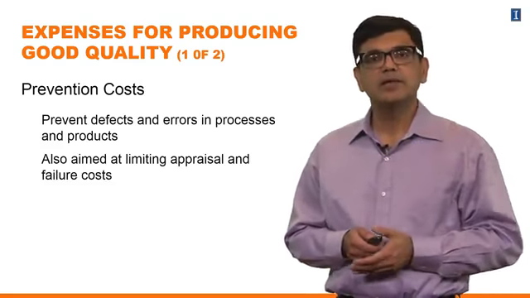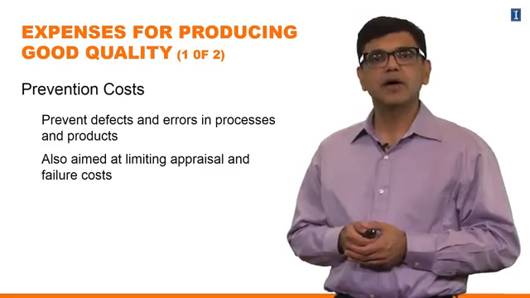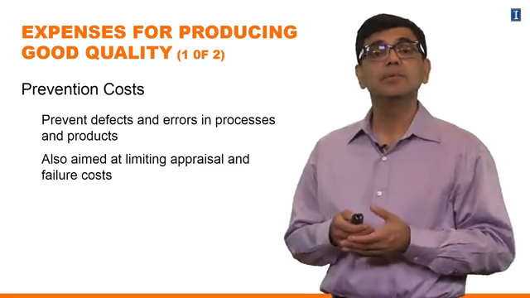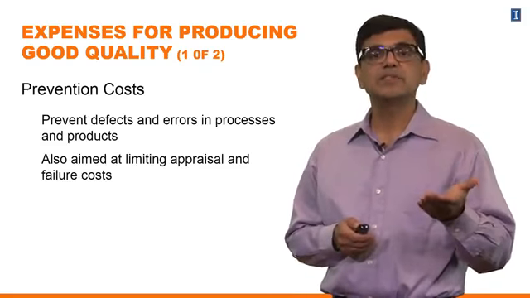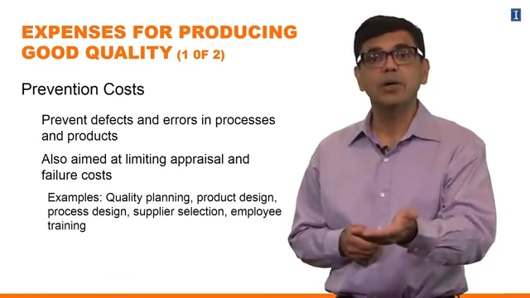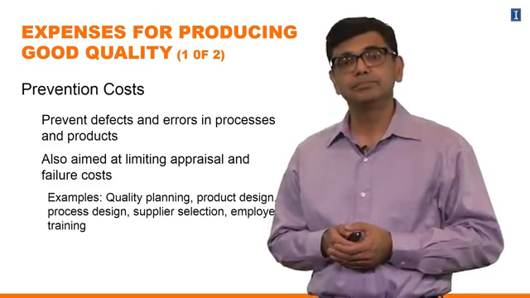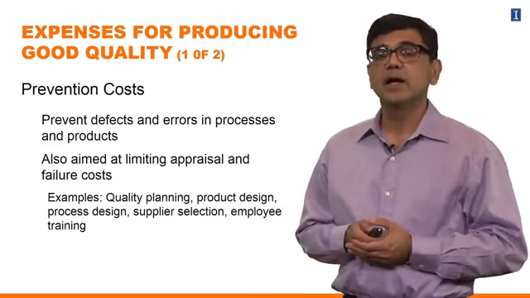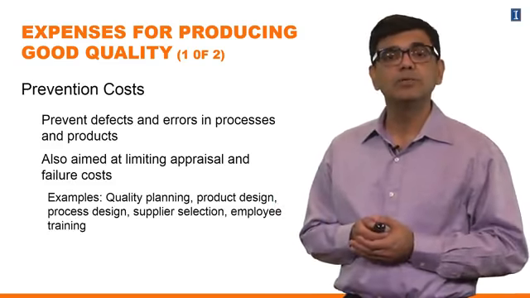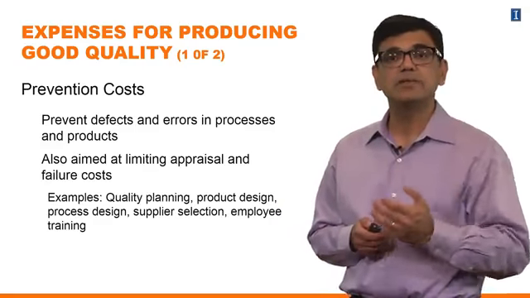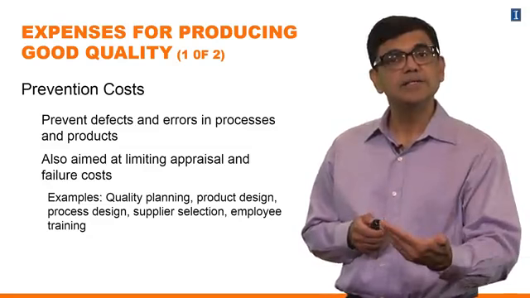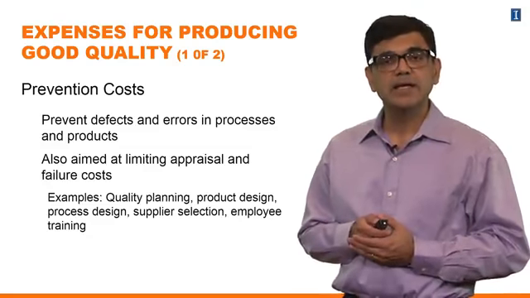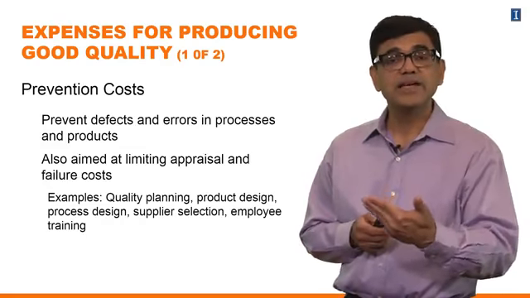So in the first category of proactive kind of costs, things that companies should be doing is prevention costs. And as the name suggests, they are aimed at preventing quality issues from coming up. So examples, getting good quality raw materials, selecting the right suppliers, training the employees, having a continuous improvement initiative in place. These are all things that take resources.